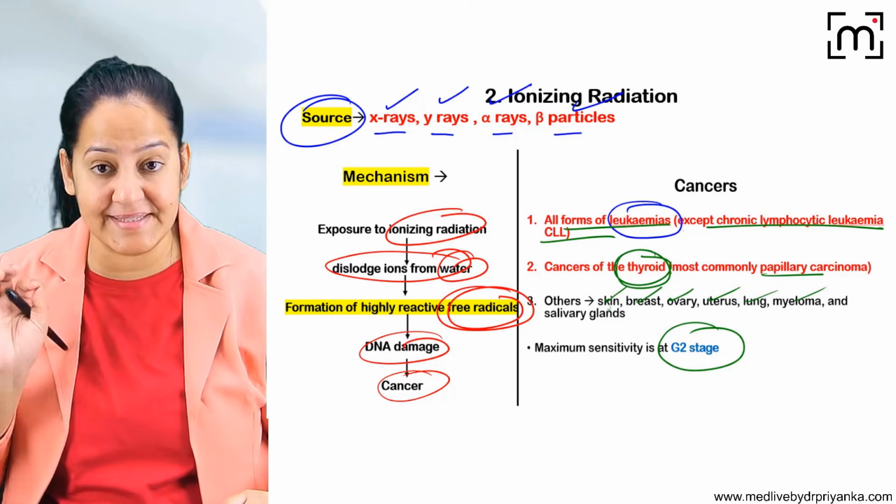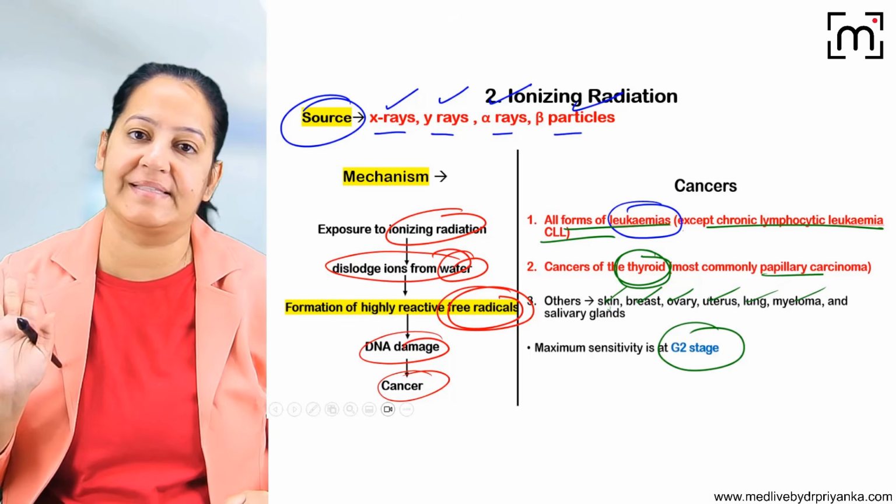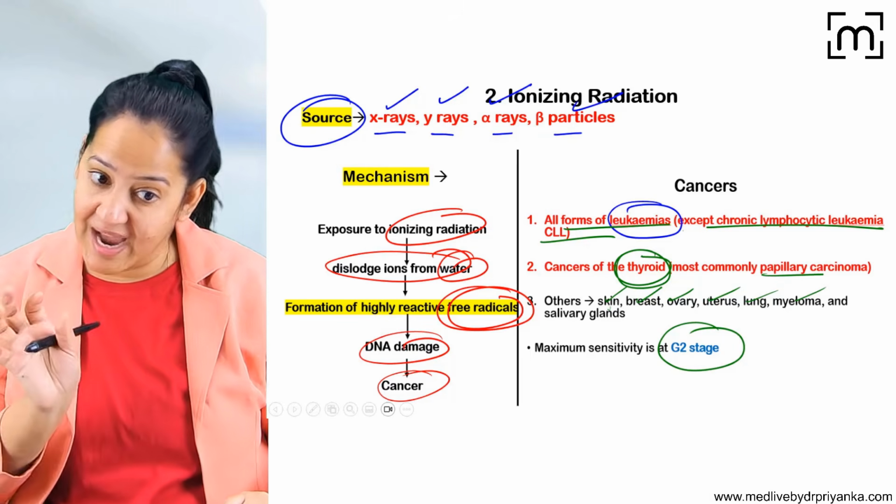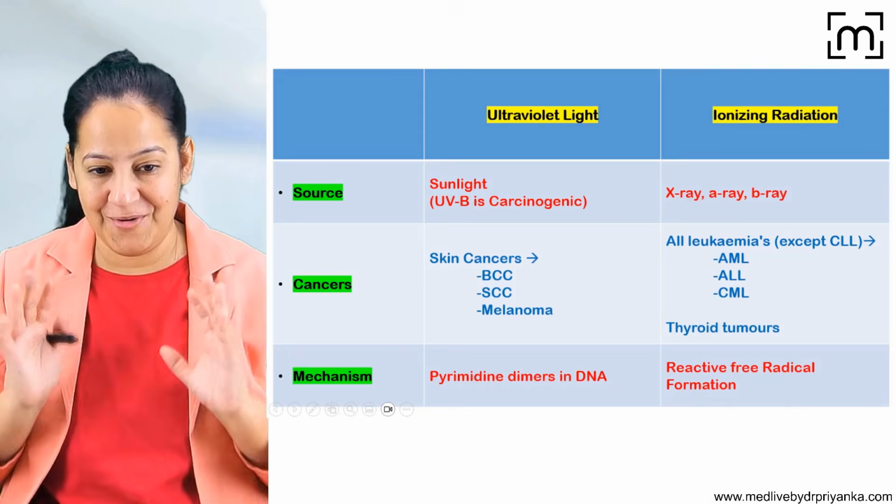The maximum sensitivity to IR radiation is in the G2 phase of the cell cycle. G1, G2, M. So G2 is highly sensitive to ionizing radiation. So I hope you all got it.